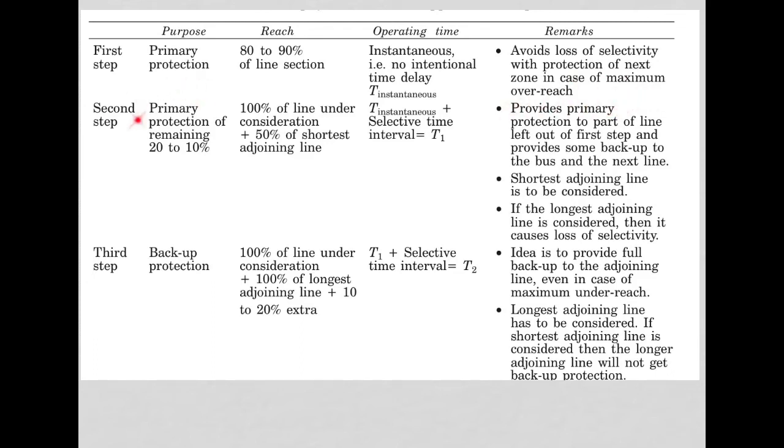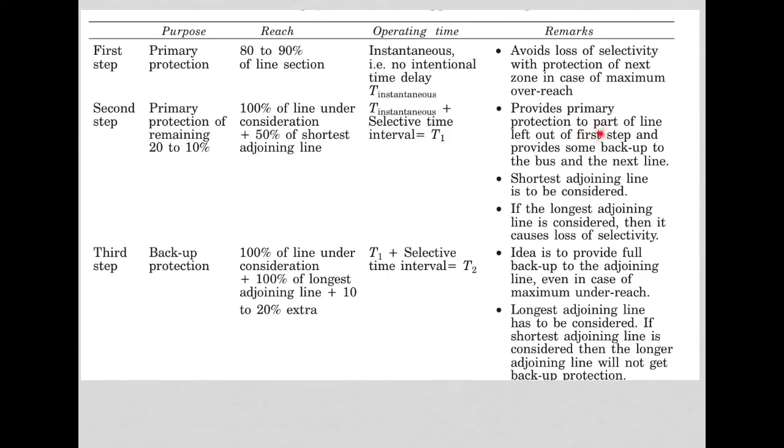Second step: primary protection of the 10 to 20% of the line which is left out, and 100% of the line under consideration plus 50% of the shortest adjoining line. That is 100%, it will provide the backup protection. And then we have T instantaneous with selective time interval that we have discussed.